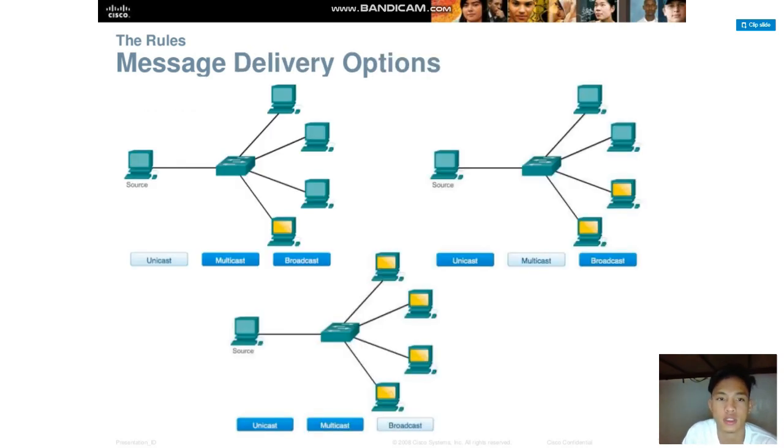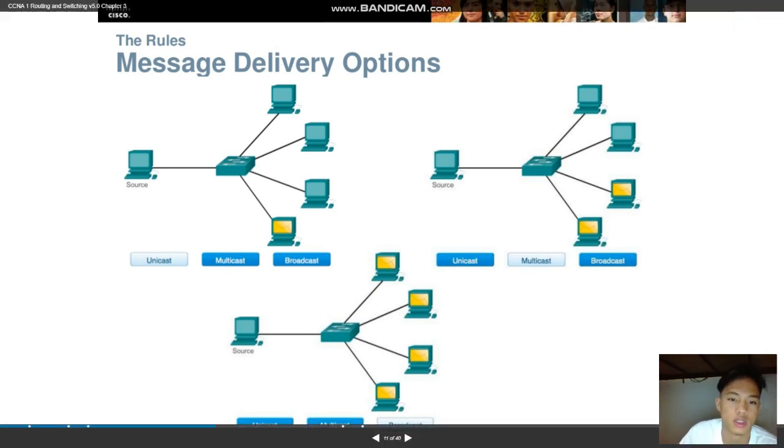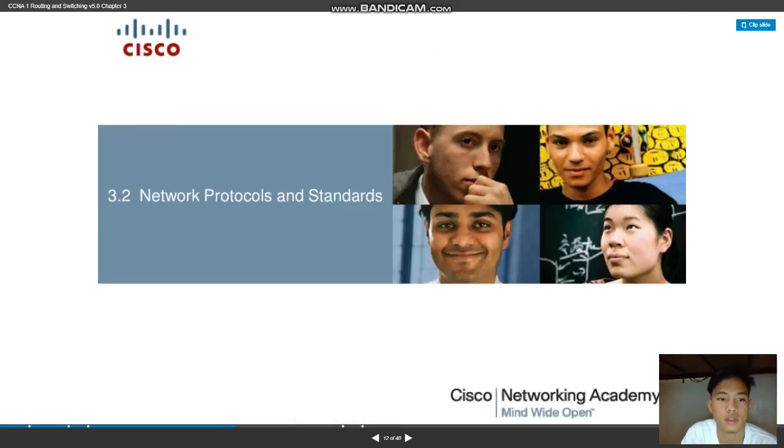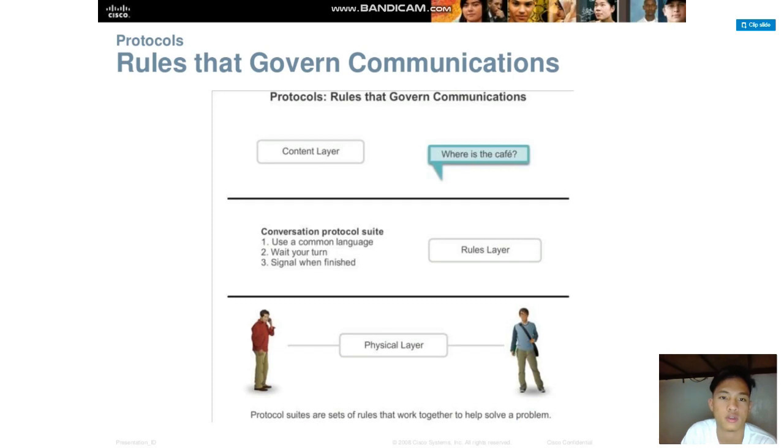So these are the different illustrations of message delivery options. So it is the unicast, and this is the multicast, and this is the broadcast. So 3.2 Network Protocols and Standards. So rules that govern communications.